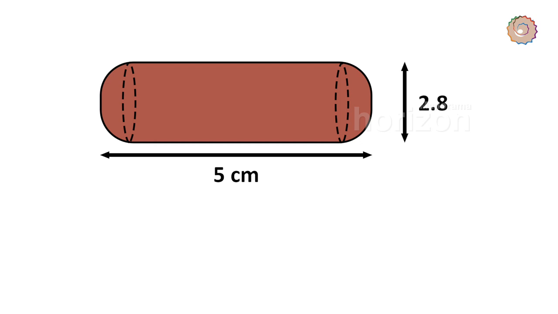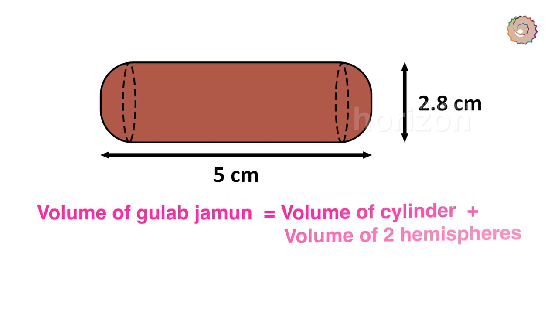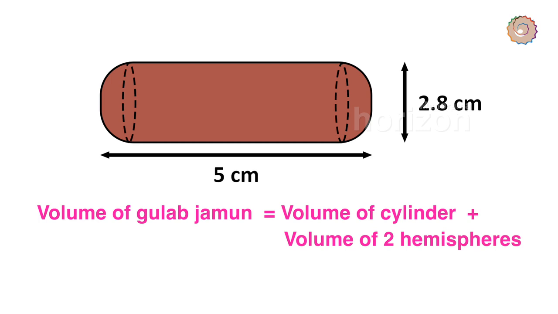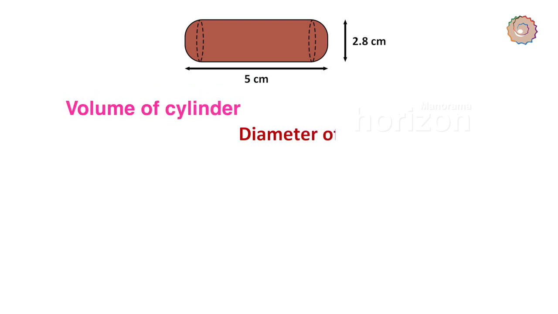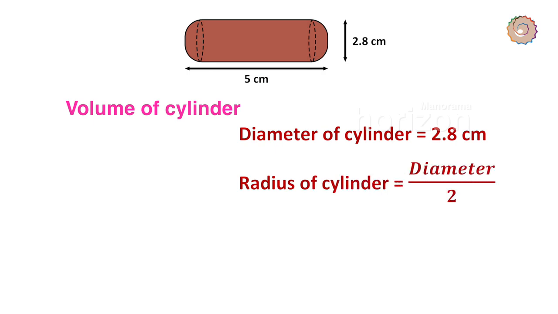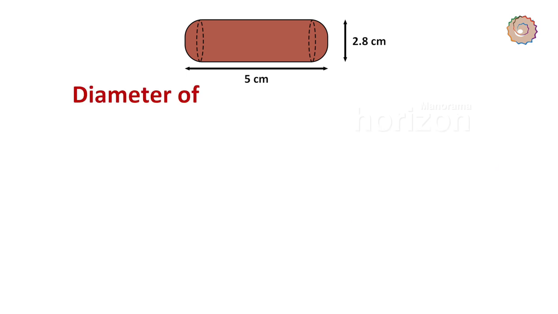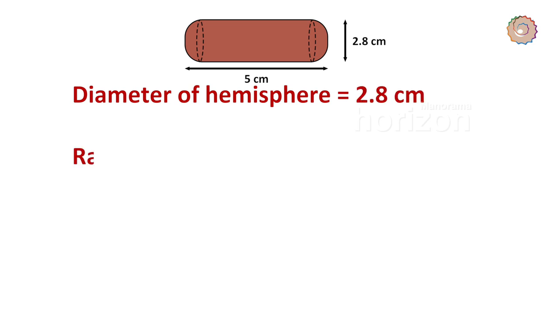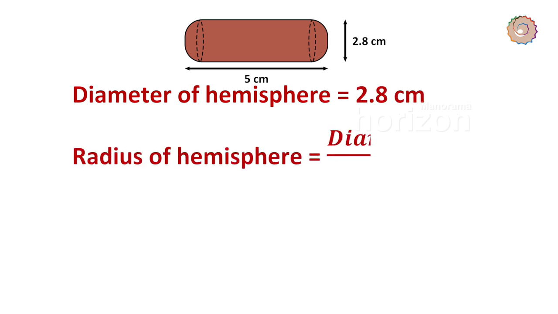Since a gulab jamun contains one cylinder and two hemispheres, volume of gulab jamun is equal to volume of the cylinder plus volume of the two hemispheres. First find the volume of the cylinder. We know the diameter of the cylinder is equal to 2.8 cm. So naturally we can find the radius of the cylinder, which is equal to diameter by 2, which is 2.8 by 2, and we get 1.4 cm. Here the diameter of the hemisphere is equal to 2.8 cm. Now the radius of the hemisphere is given by diameter by 2, which is 2.8 by 2, equal to 1.4 cm.